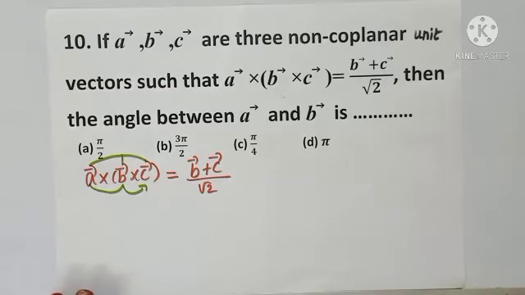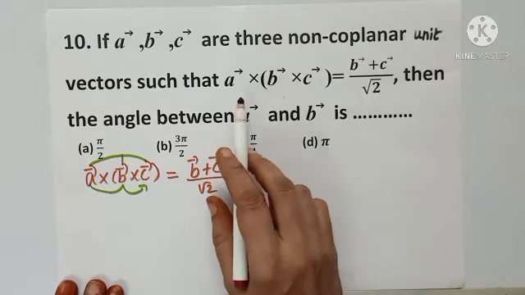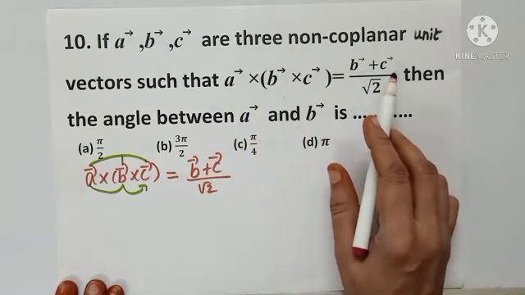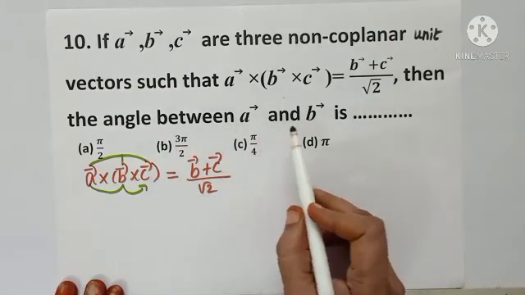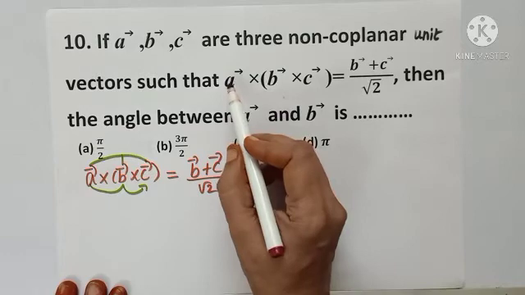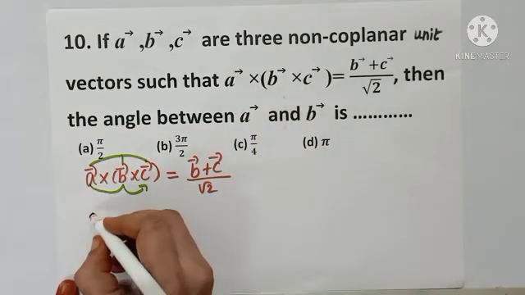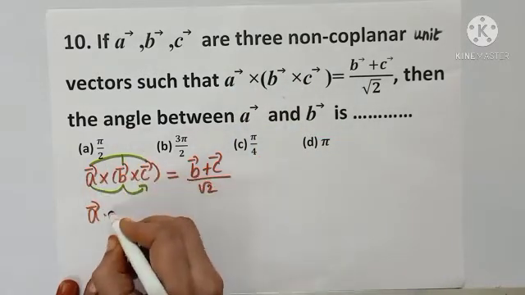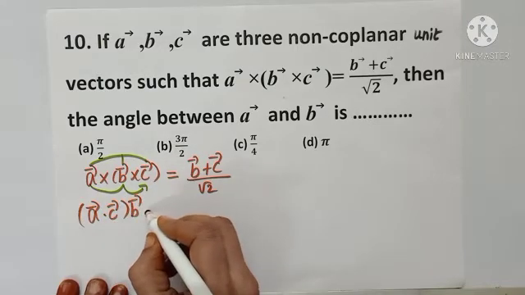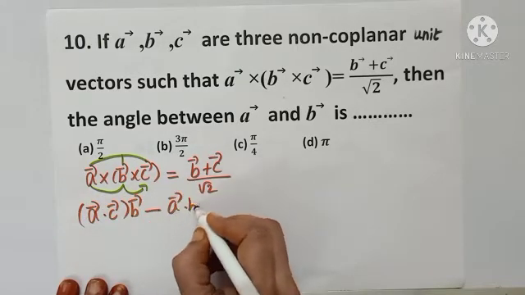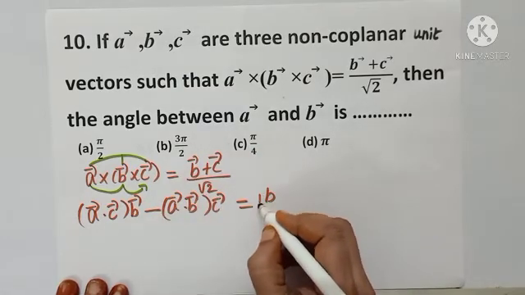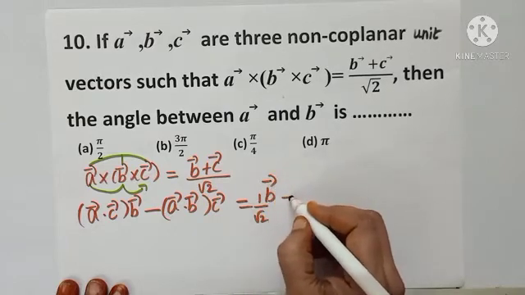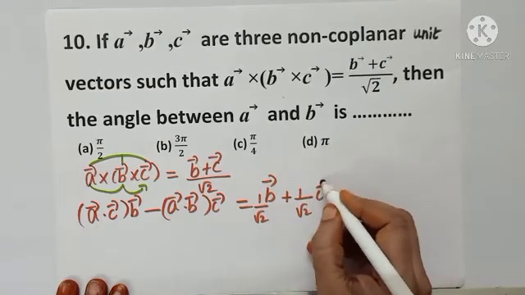Question number 10. If A, B, C are 3 non-coplanar unit vectors such that A cross (B cross C) is (B vector plus C vector) by root 2, we need to find the angle between A vector and B vector. As we recall the formula, it is (A dot C) into B vector minus (A dot B) into C vector. The RHS I can split and write 1 by root 2 B vector plus 1 by root 2 C vector.